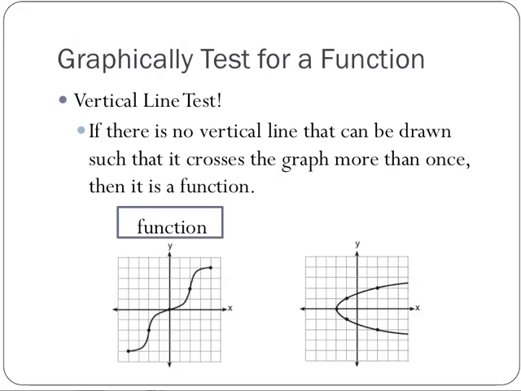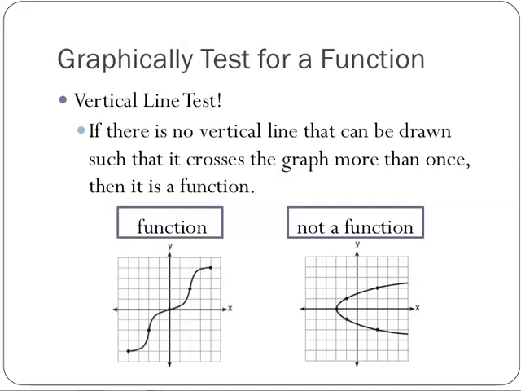In the second one, we can see that if you draw a vertical line anywhere on the right-hand side of the graph, so anywhere past that leftmost point, it's going to cross the graph more than once. So this one is not a function. And you can see how this relates back to the algebraic test for a function. In that second graph, you can see that, for example, (2, 2) is a point, and (2, negative 2) is a point. Right, so there are two y values for that one x value.